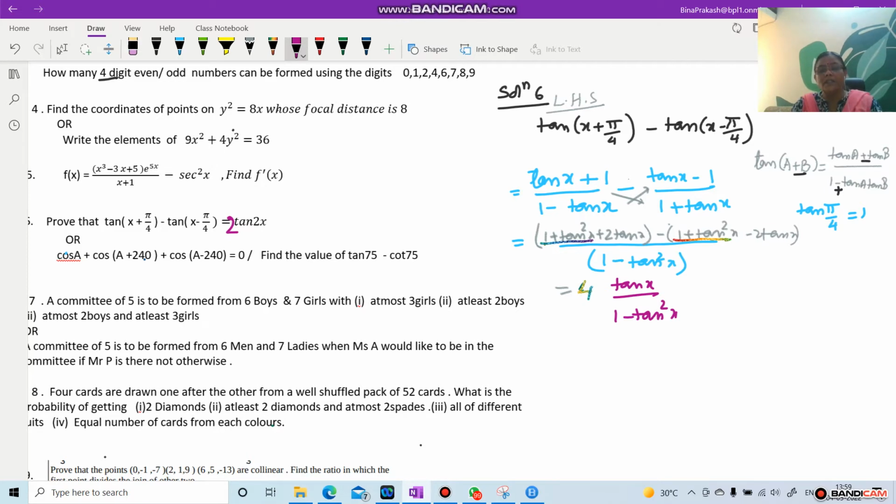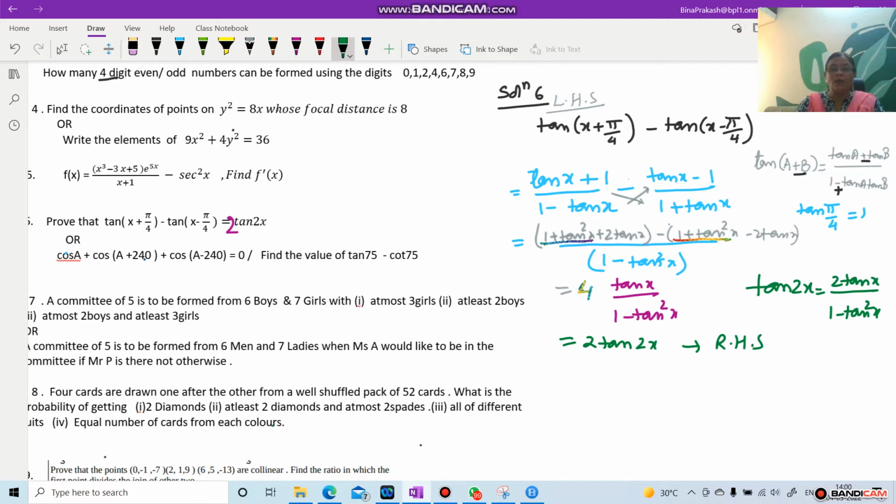So can you see this as a formula? Don't we have a formula? What is tan of 2x? The formula that we have is 2 tan x upon 1 minus tan square x. So isn't it tan 2x? That is the right hand side. So haven't we proved it? So that's the right hand side. So this is the first part.